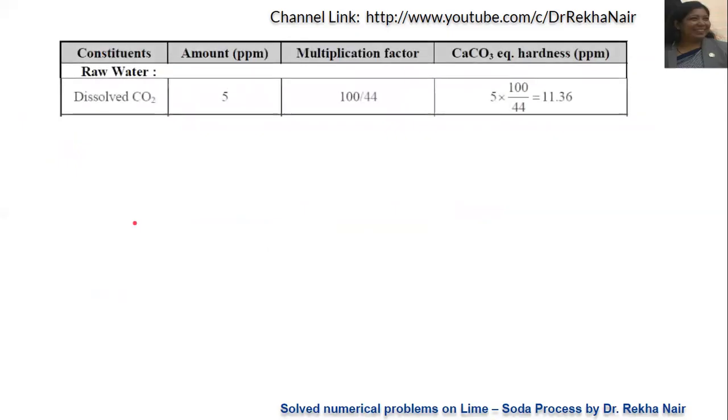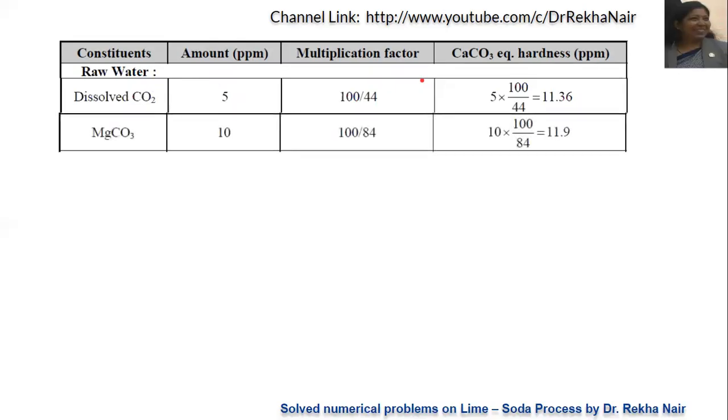Now, let us calculate CaCO3 equivalent hardness. Dissolved carbon dioxide is given as 100 upon 44. The amount is 5. Again, its valency is 2. So, 100 upon 44 as its molecular weight.